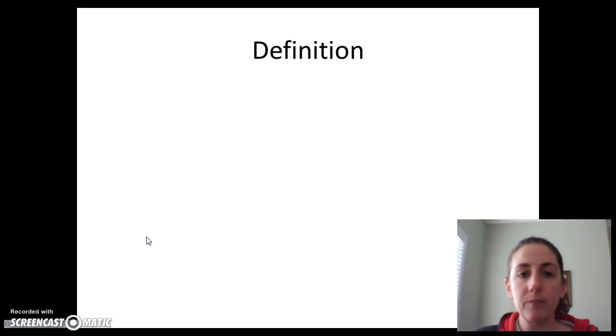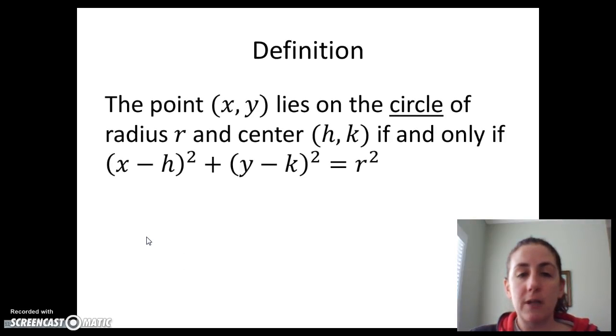Now we have one more definition in this section. The point x comma y lies on the circle of radius r and center h comma k if and only if x minus h squared plus y minus k squared equals r squared.